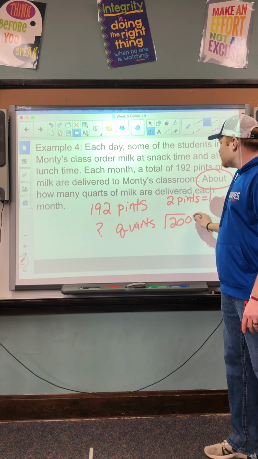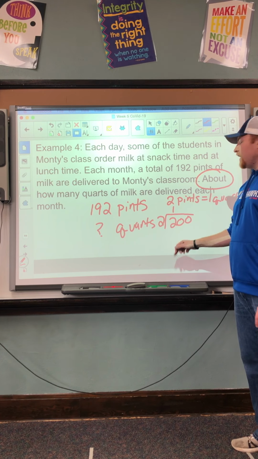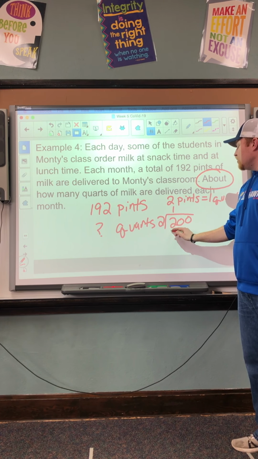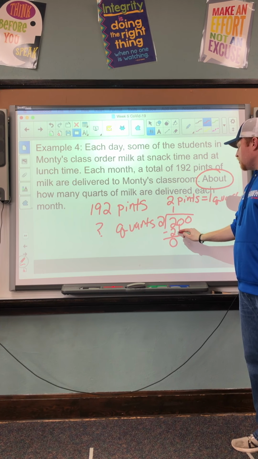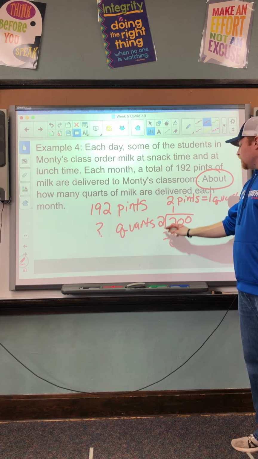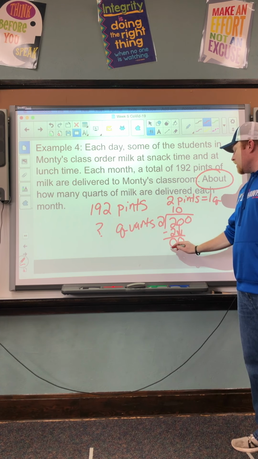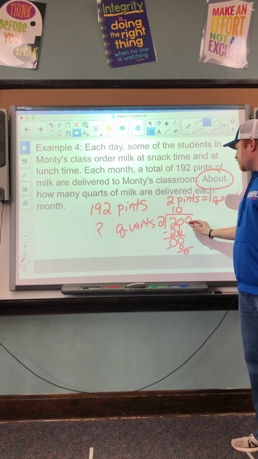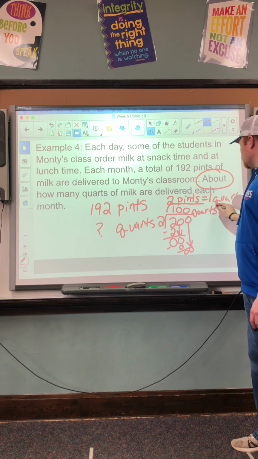So then we would go 200 divided by 2. 2 goes into 2 once. Daddy, divide. Mother, multiply. 1 times 2 is 2. Sister, subtract. 2 minus 2 is 0. Brother, bring down. Roll over, repeat. 2 goes into 0, divide, 0 times. Mother, multiply. 0 times 2 is 0. Sister, subtract. Brother, bring down. Same thing. Okay, and then roll over, repeat. So it would be 100 quarts would be the answer.